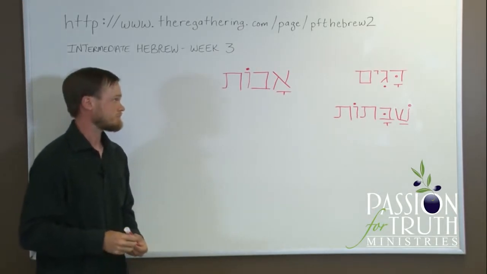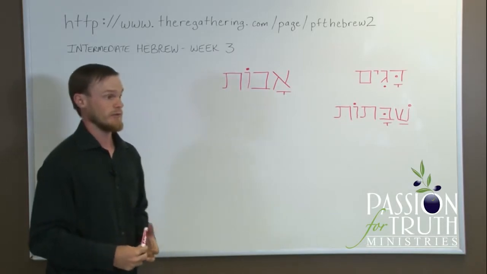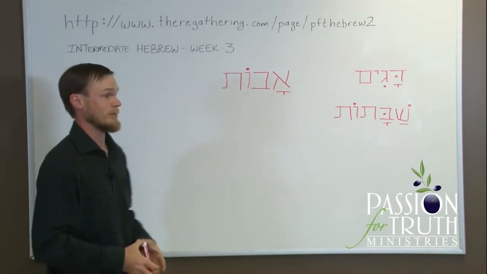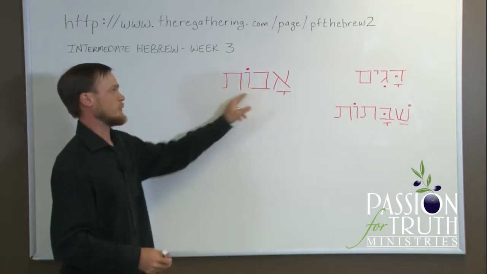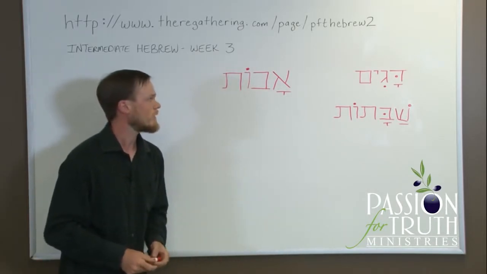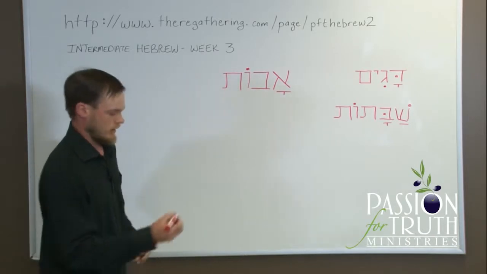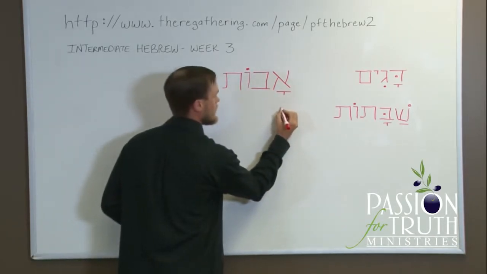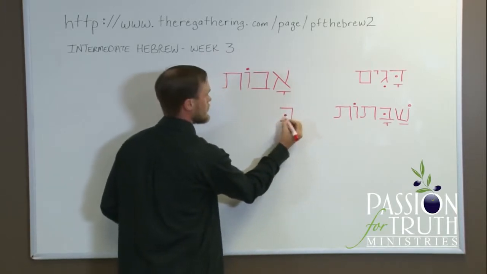And in fact, the phrase avot is used very often, a lot of times referring to Abraham, Isaac, and Jacob. They call them the fathers. Avot is the term that's used. Okay, another very common irregular plural.